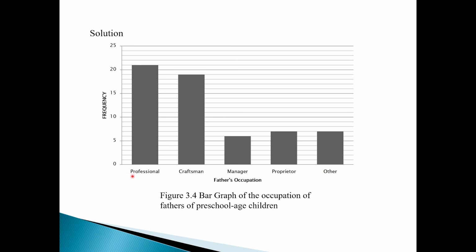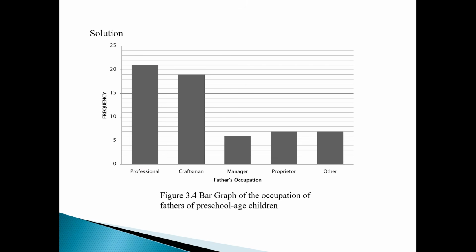Now remember your frequency. So professional, you have 21, right? So from 0 until 21, you create a bar. Bar, do not create a line. A line is just 2 points. Bar, bars look like this. This is called a bar graph, from 0 until 21.